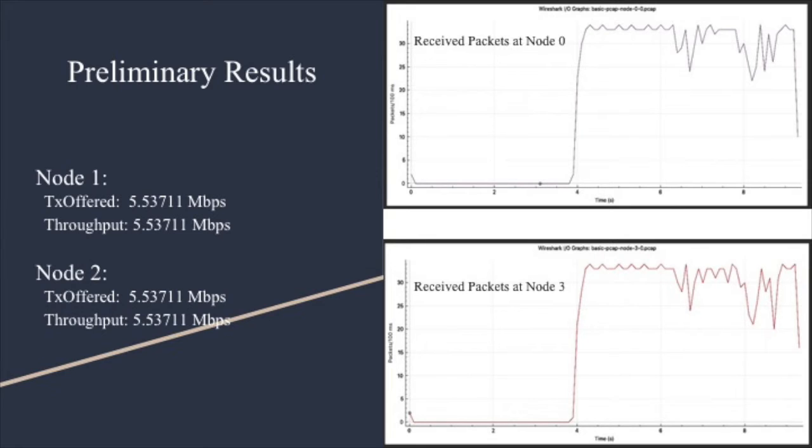So now once we turned on our protocol modifications, you can see that the TX offered and throughput achieved was 100%. This indicates that nodes 1 and node 2 were able to actually take the channel and send their information across, and their recipients were able to receive all of this information unobstructed.